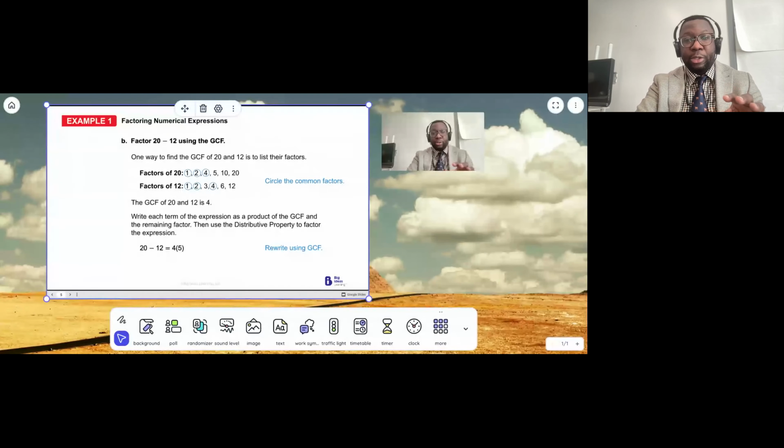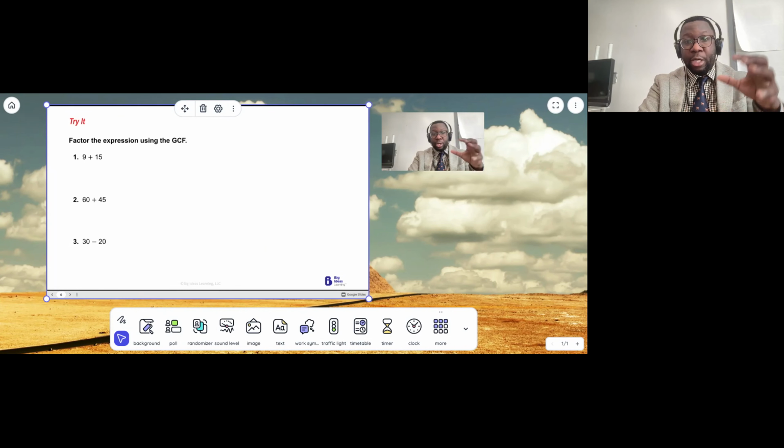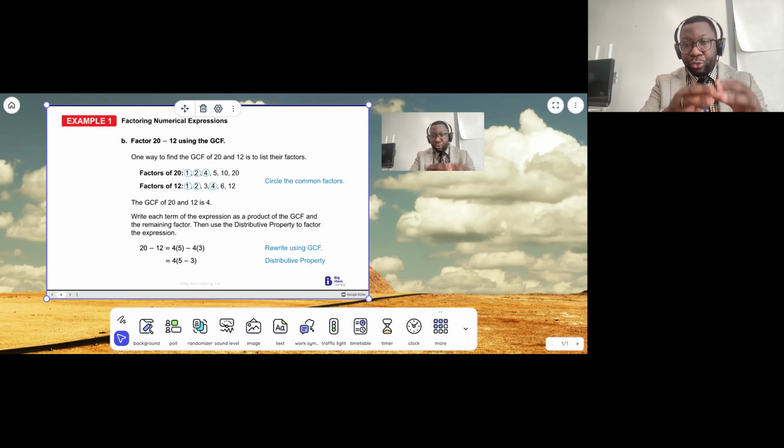So when we rewrite this expression, it's going to be 4 times 5 and 4 times 3. And we want to pay attention, kiddos, to that operation. The operation in this case is subtraction, so that's not going to change. That still is going to remain the same. So we are going to have 4, parentheses, 5 minus 3, because 4 is being factored out of both 4 times 5, which gives us 20, and 4 times 3, which gives us 12.